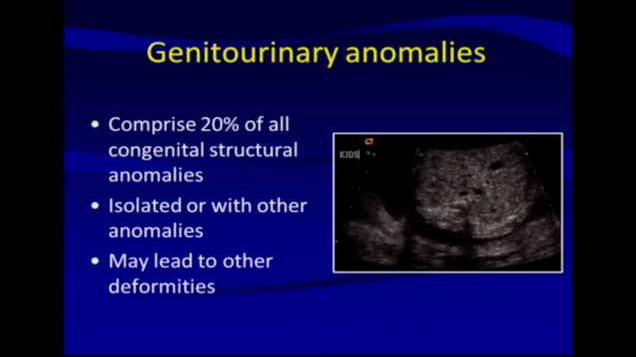These anomalies may be isolated or can be seen with other abnormalities. Chromosomal abnormalities can be seen in 12% of these fetuses. And unlike other abnormalities, genitourinary abnormalities may in fact lead to other deformities, which we'll discuss shortly.